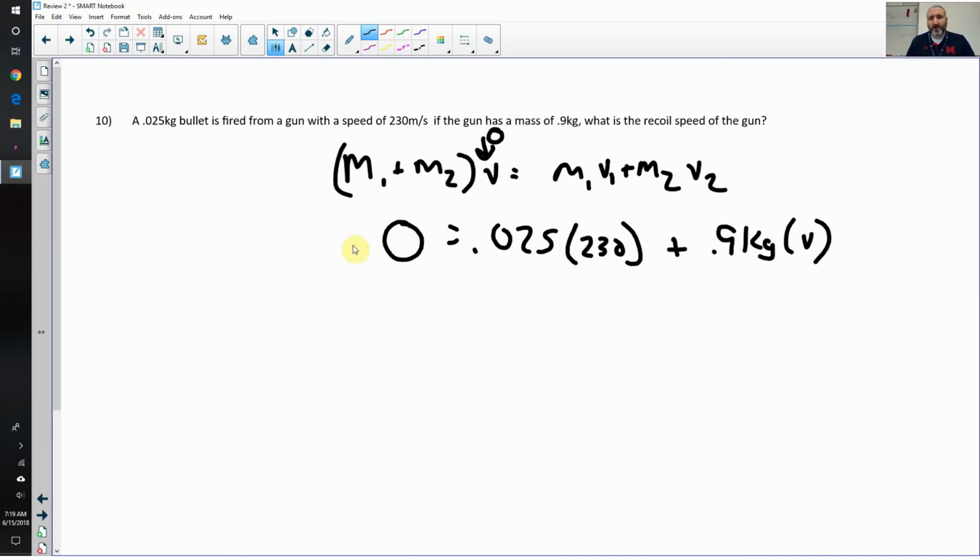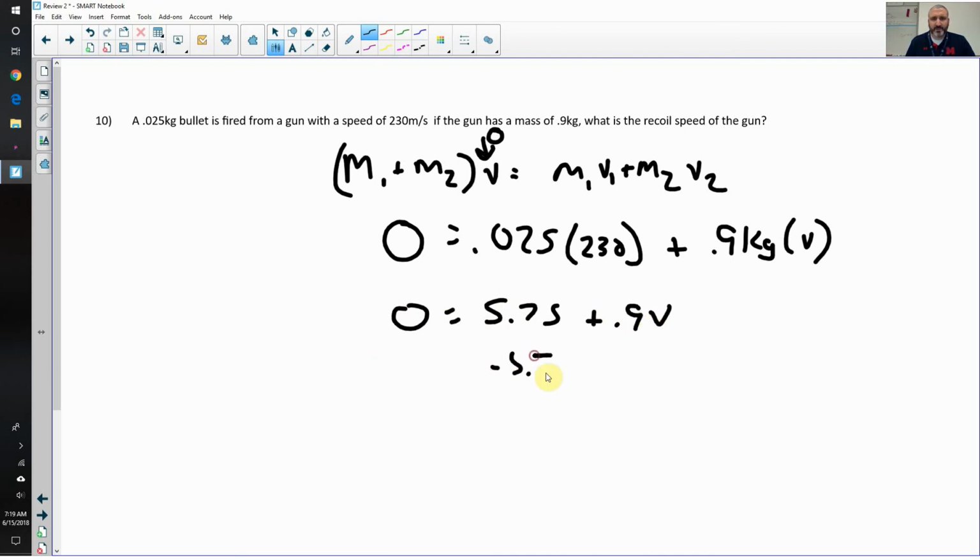You have no momentum in the beginning, so you have to have no momentum at the end. But we have a lot of momentum because the bullet's obviously moving, so the gun has to move in the opposite direction. 0.025 times 230 is going to be 5.75 plus 0.9v.